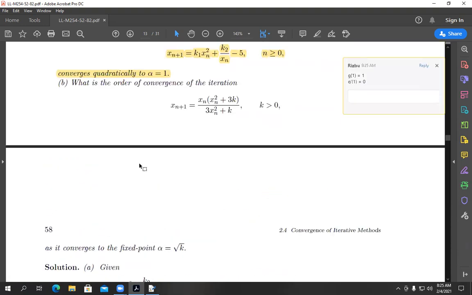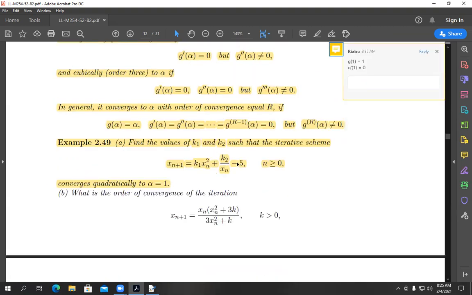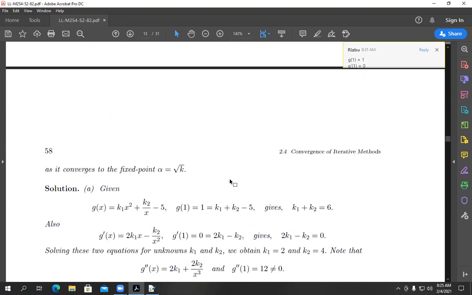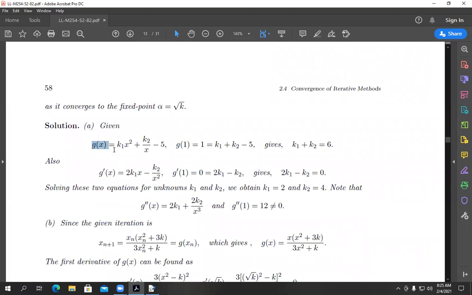We are given the right hand side, and the right hand side is this one. Right hand side is always your g of x. So this is your g given. So the first condition you have to check: g(1) must be equal to 1. So you put 1 in place of x, so you have k1 plus k2 minus 5.